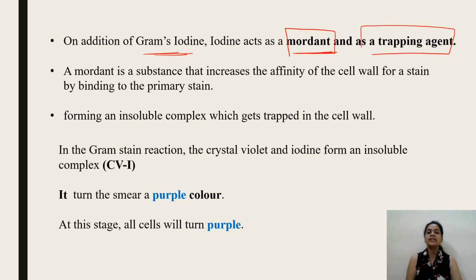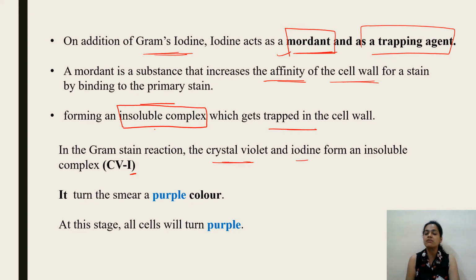So what exactly is a mordant? A mordant is a substance which will increase the affinity of the cell wall for a particular stain, so that the primary stain may bind more efficiently to the cell wall. Here the primary stain is the crystal violet and the mordant is the gram's iodine. This mordant will form an insoluble complex with the primary stain so that the primary stain will get trapped within the cell wall. So the gram's iodine will form an insoluble complex with the crystal violet, that is the CVI complex.